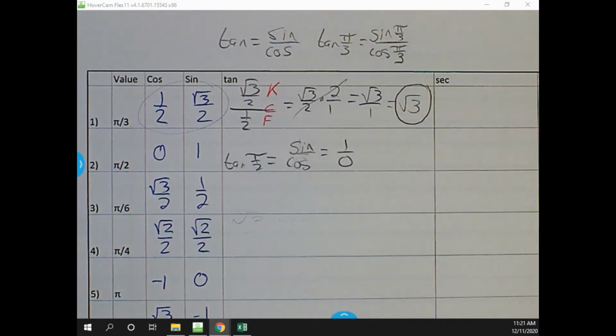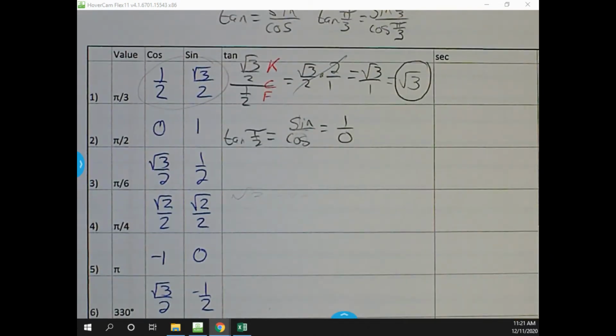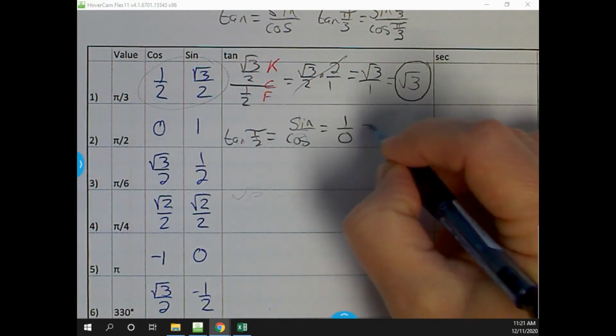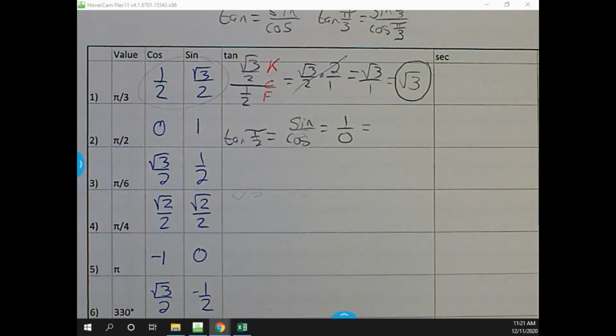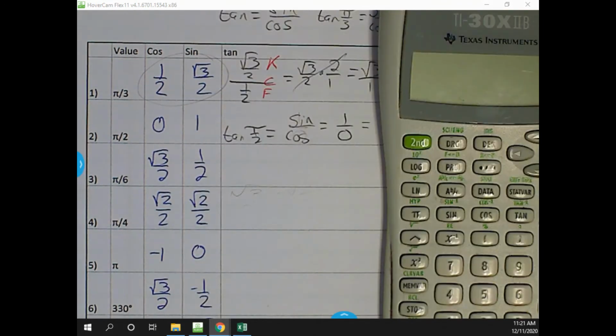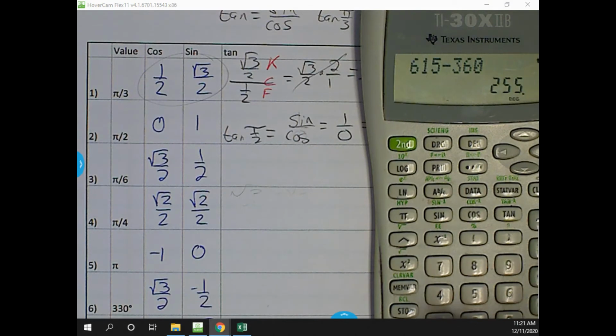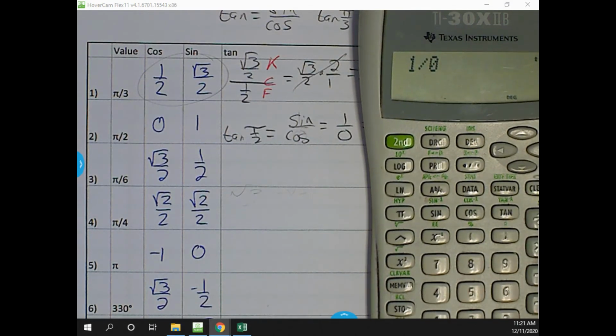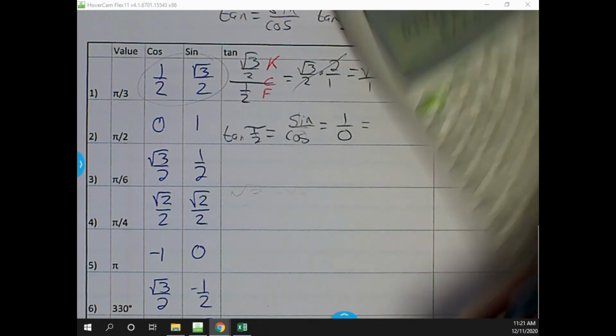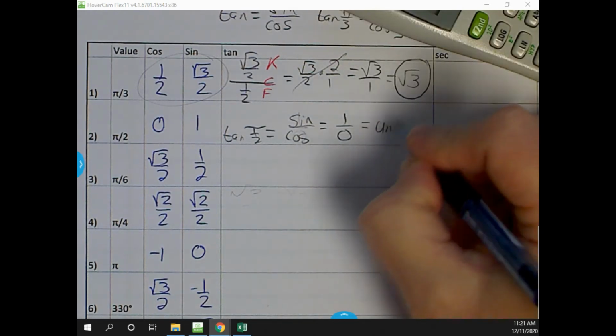Okay, now here's the 10-cent question of the day. Do you remember what 1 over 0 is? It's either 0 or it's undefined. And if 0 is on the bottom, if you're not sure, guess what you do? Check it on your calculator. Do 1 divided by 0. And that says, can't divide by 0. That's an error message. That means this thing is undefined.